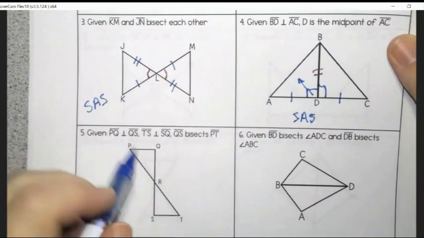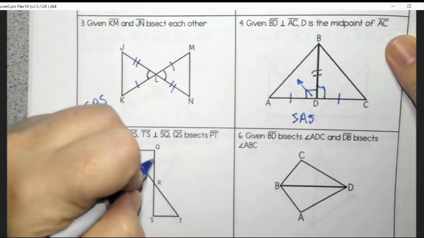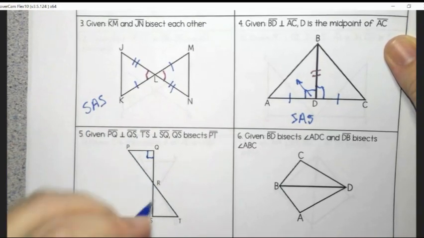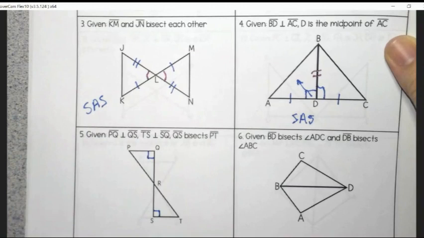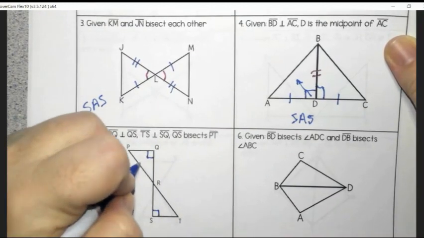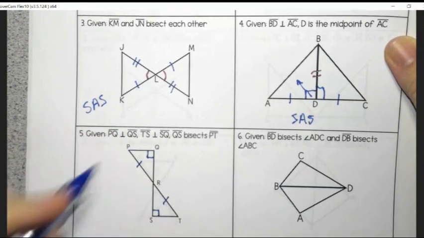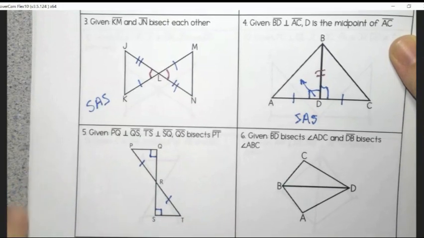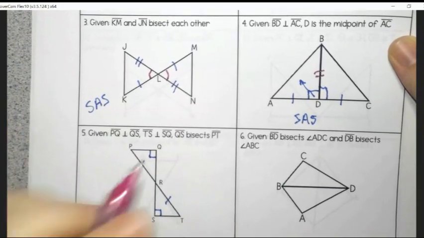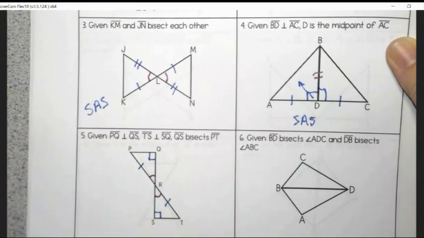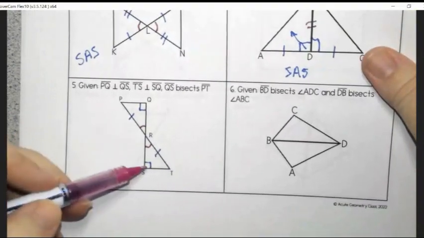Okay, the next one, PQ is perpendicular to QS, means this is a right angle. TS is perpendicular to SQ, means this is a right angle. QS bisects PT, means this and this are the same because QS is cutting PT into 2 equal pieces. And that's it for the given information, but you see it's a bow tie, so these 2 angles are the same. So I have 2 angles and a side, so you have 2 options.